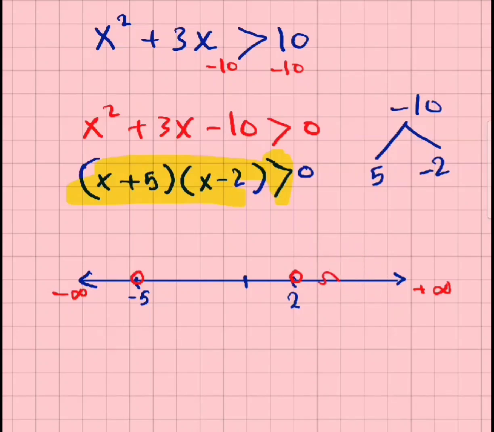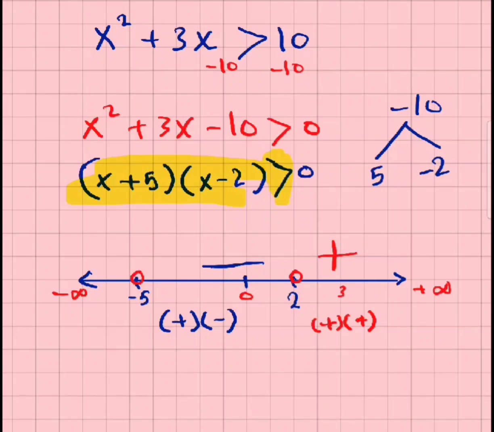So let's start with this region. Let's pick a number that's between 2 and infinity. Let's try 3. Now, 3 plus 5 is positive, and 3 minus 2 is also positive. When you multiply 2 positive numbers together, you're going to get a positive result. Now, let's pick a number between negative 5 and 2. Let's try 0. 0 plus 5 is a positive number. 0 minus 2 is negative. A positive times a negative number will give us a negative number. So it's negative in this region.